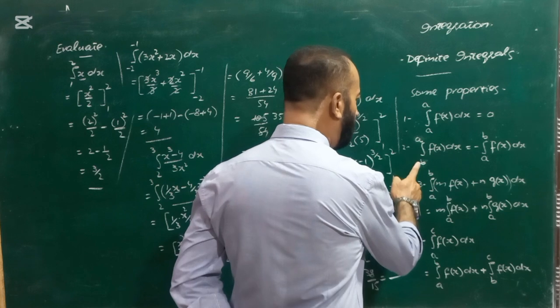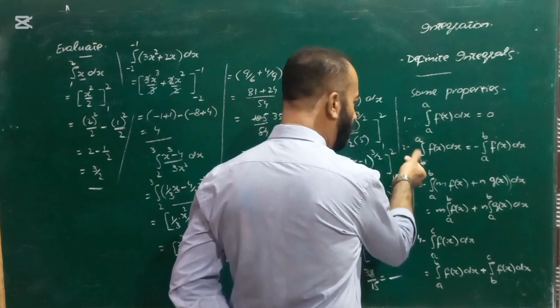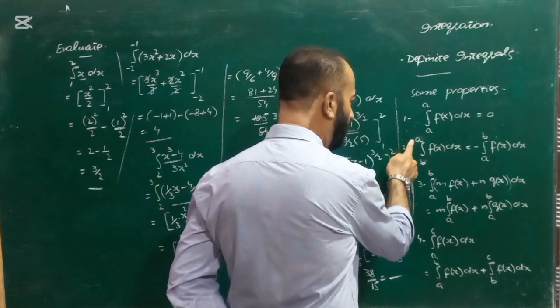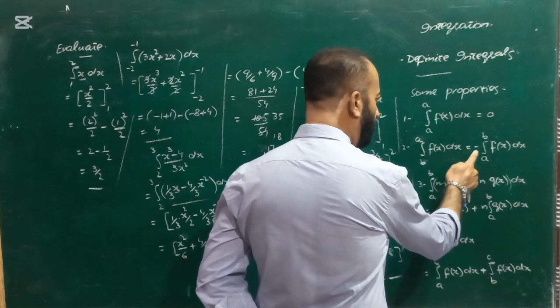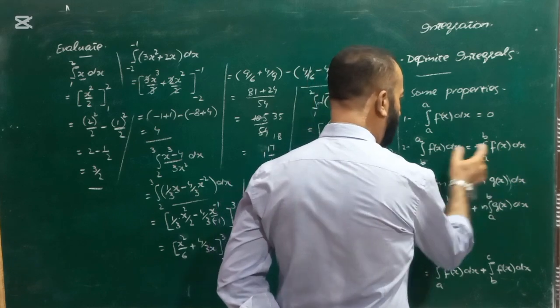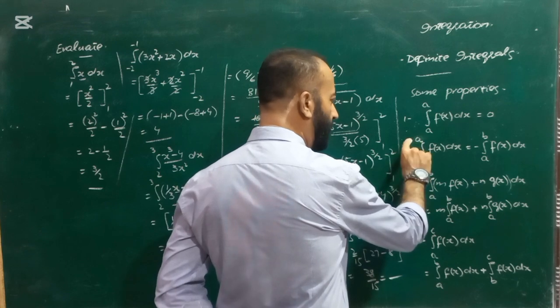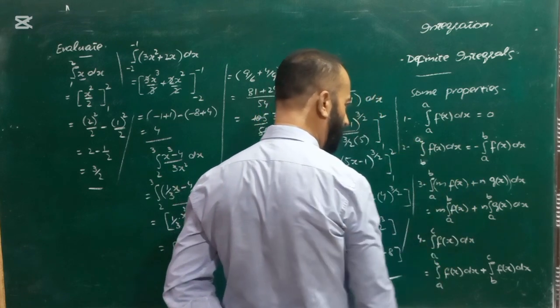Next thing is, if we reverse the upper and lower limits, so when we exchange the upper and lower limits, the lower limit will become the upper and the upper the lower. So look now, a minus sign will be placed and the function will be the same. So if we reverse the upper and lower limits, a minus sign will be placed.